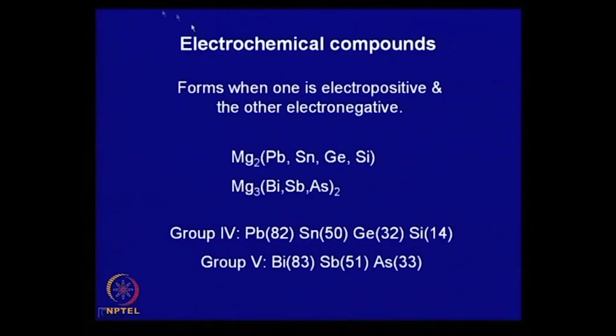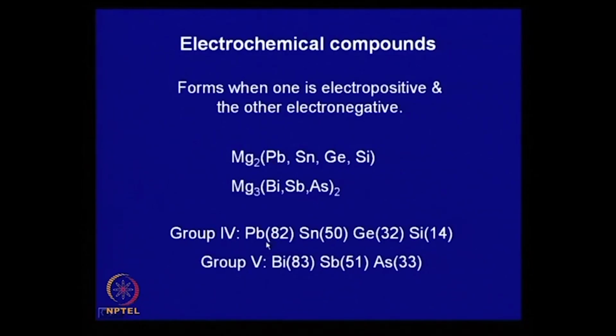Now look at this electrochemical compound. It forms when one element is electropositive and the other is electronegative, and we gave the examples Mg2 with any of these, similarly Mg3 with any of these belonging to group 5 elements. These are listed with their atomic number and group. If the atoms are smaller, bonds are stronger, because the atoms can come closer. Therefore, the bond in Mg2Si will be much stronger than that in Mg2Pb.